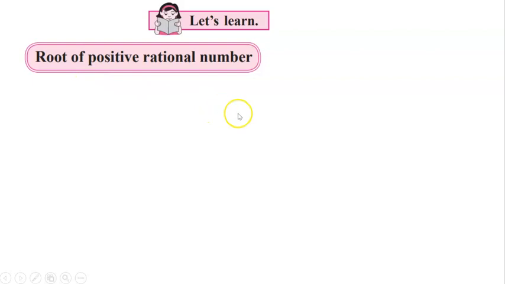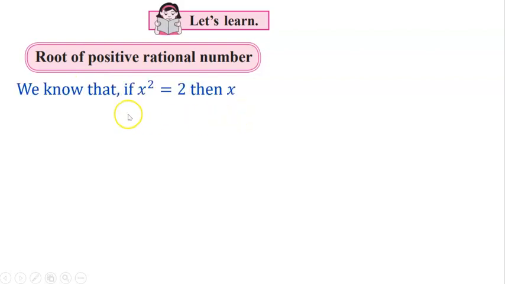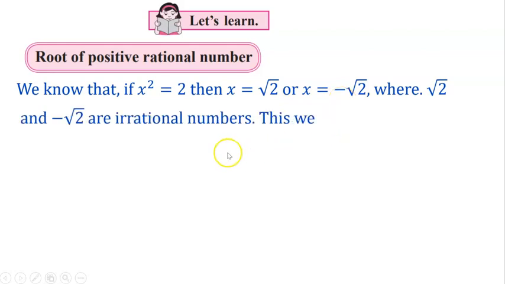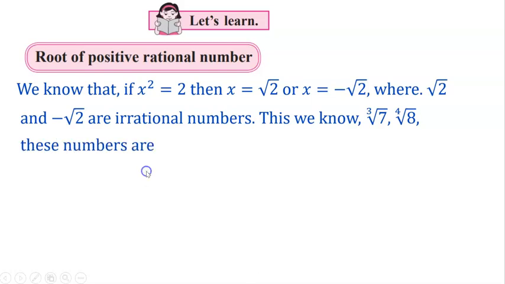Root of a positive rational number. We know that if x square is equal to 2, then x is equal to root 2 or x is equal to minus root 2, where root 2 and minus root 2 are irrational numbers. We know that cubic root of 7, fourth root of 8, these numbers are irrational numbers too.